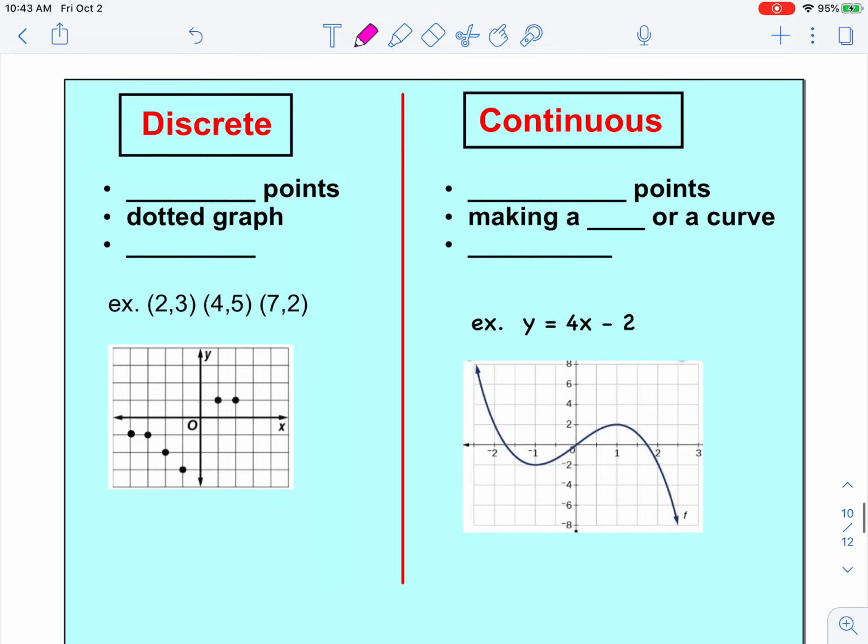So now let's look at discrete versus continuous. A function or a relation can be discrete or continuous. Discrete means separate points. It's a dotted graph and it's things that you can count, so it's countable. Notice these are examples of discrete. You can see there are separate individual dots here, and you can look at these ordered pairs. You'd have 3 separate ordered pairs.